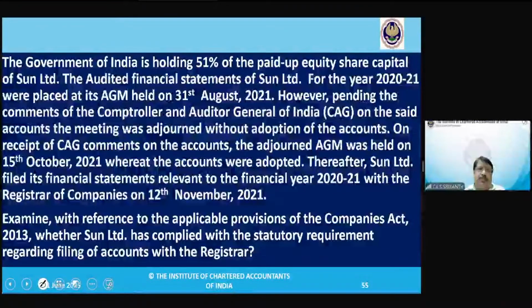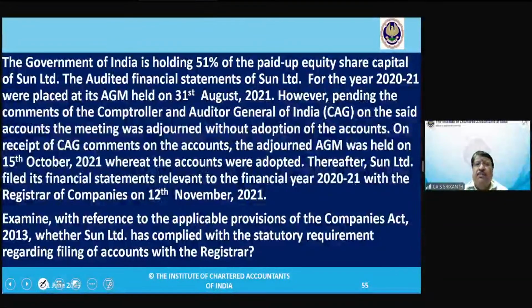Okay. The Government of India is holding 51% in Sun Limited. The audited financial statements for the year were placed at its AGM held on 31st August 21. However, pending the comments of CAG, the meeting was adjourned without adoption. On receipt of CAG comments, the adjourned AGM was held on 15th, where the accounts were adopted. Thereafter, Sun Limited filed its financial statements with the registrar on 12th November 2021.